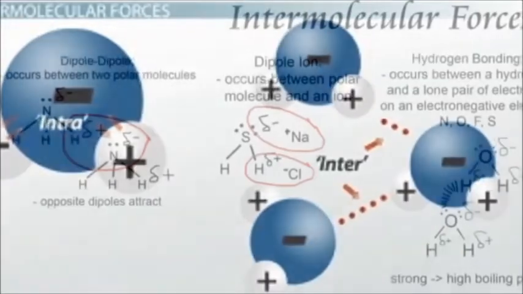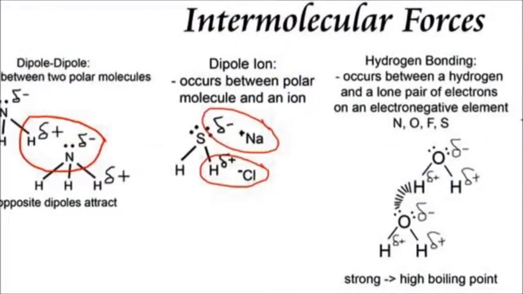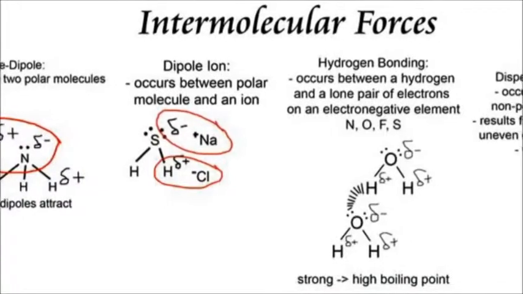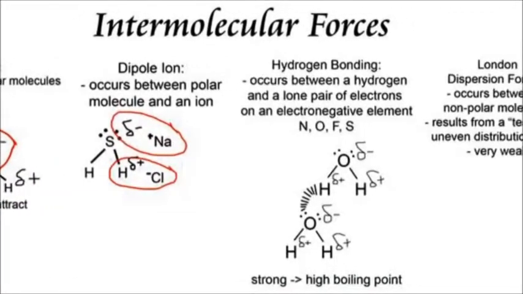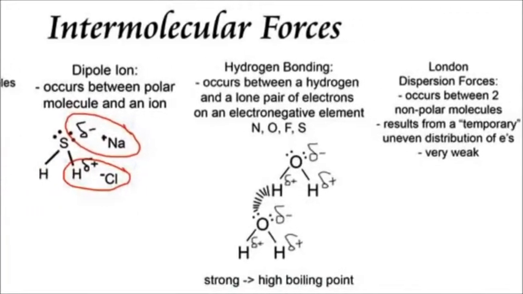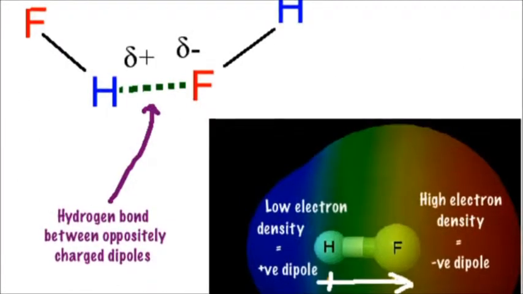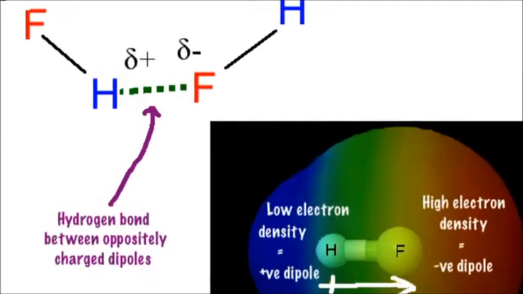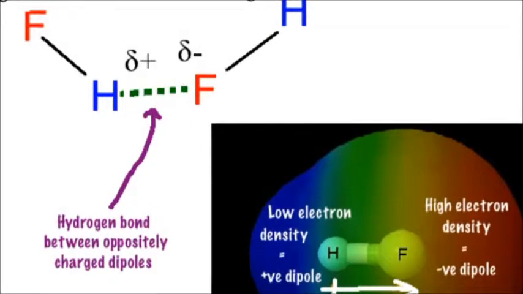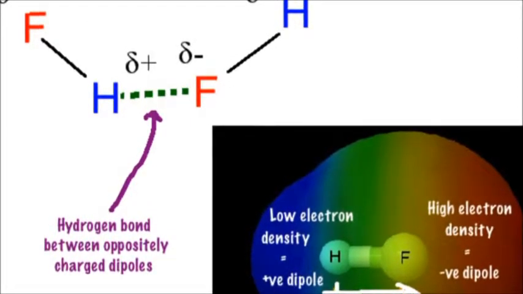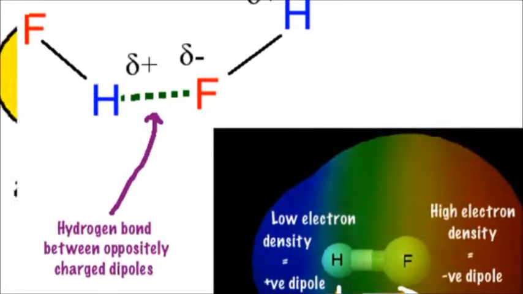a substance to vaporize. There are four major types of intermolecular forces: hydrogen bonds, ion-dipole bonds, dipole-dipole bonds, and London dispersion forces. Hydrogen bonds are very strong intermolecular forces that occur between a hydrogen atom and an electronegative atom such as fluorine, oxygen, or nitrogen.